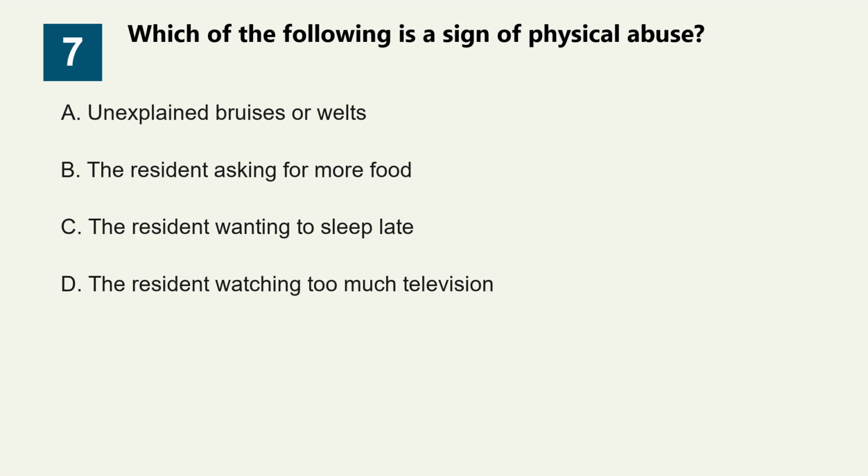Question 7. Which of the following is a sign of physical abuse? Option A. Unexplained bruises or welts. Option B. The resident asking for more food. Option C. The resident wanting to sleep late. Option D. The resident watching too much television.